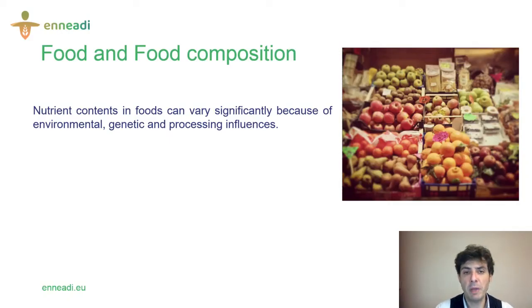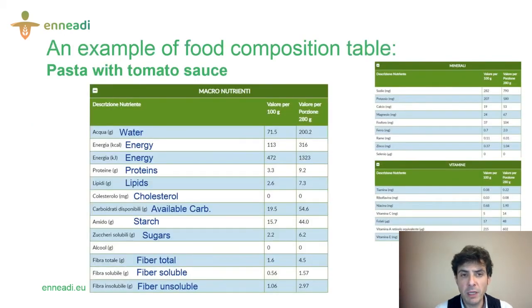As we already mentioned in Unit 2.1, foods are a mixture of different nutrients. However, their composition can change slightly with respect to the theoretical value due to some environmental, genetic, and also food processing influences. To have an idea, this is the food composition table of a dish of pasta with tomato sauce.